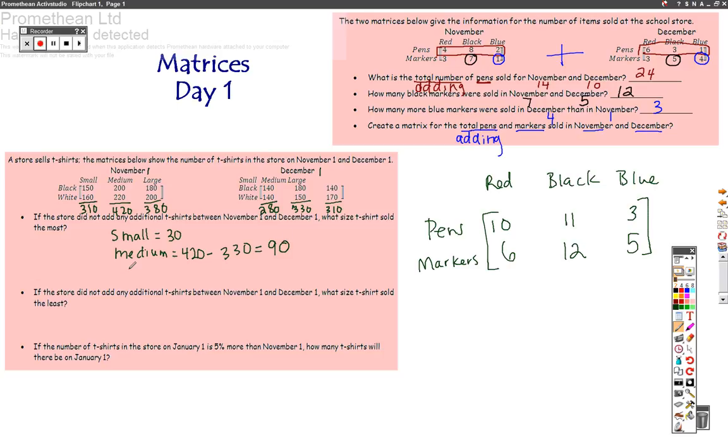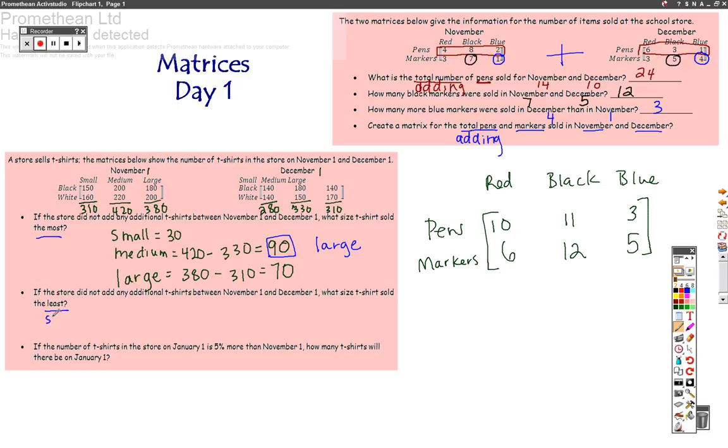And then I look at my large shirts. I had 380. Now I only have 310. So that means I sold 70. So which one sold the most? Large.